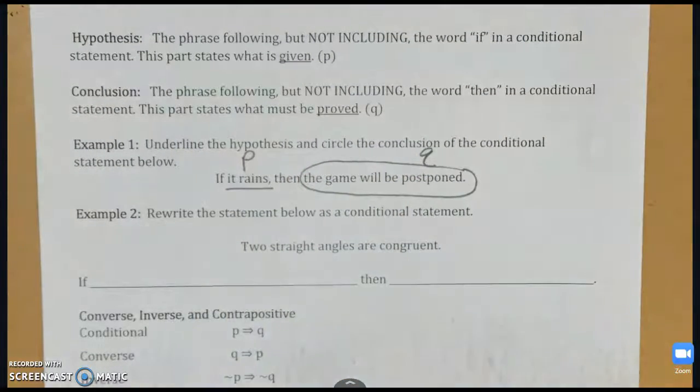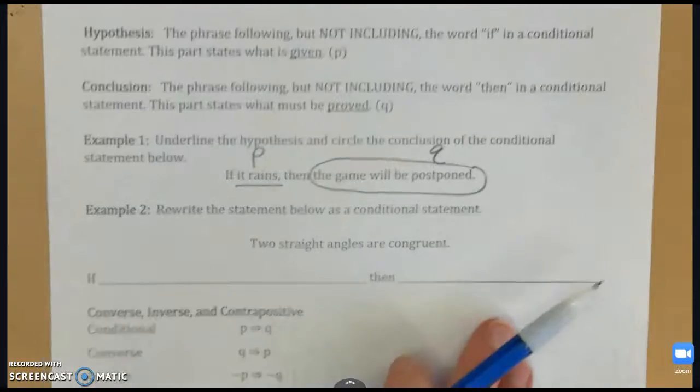It's not always going to be P and Q, but that is our standard way, like X and Y are the most commonly used variables. P and Q are our most common letters for conditional statements, but there are other ones you can use as well. Okay, so there's our hypothesis, there's our conclusion.